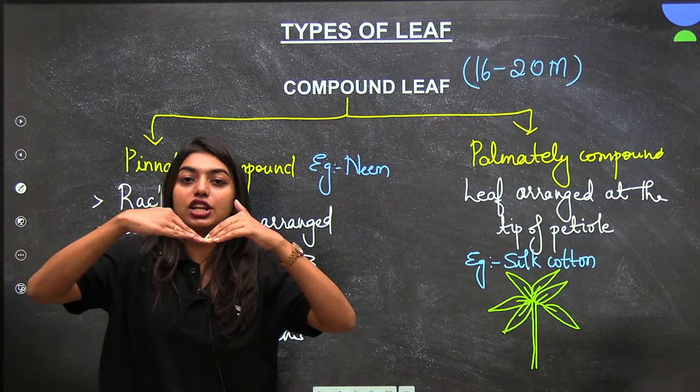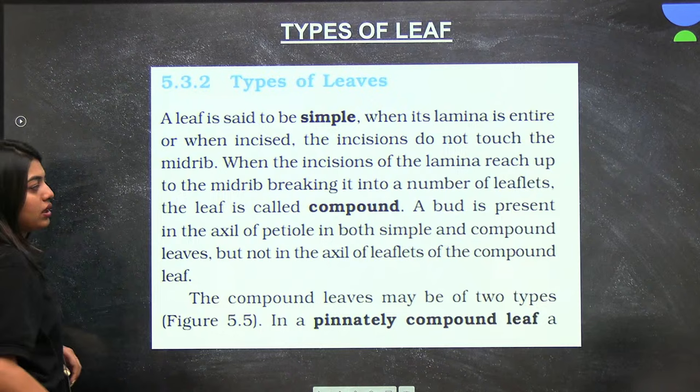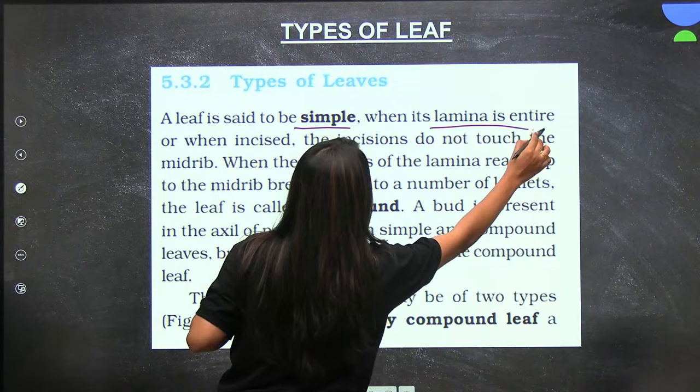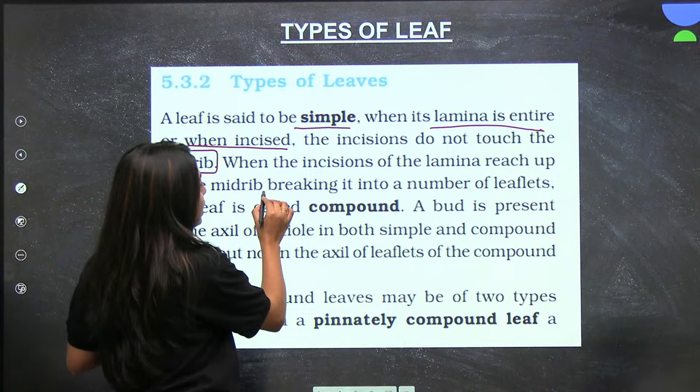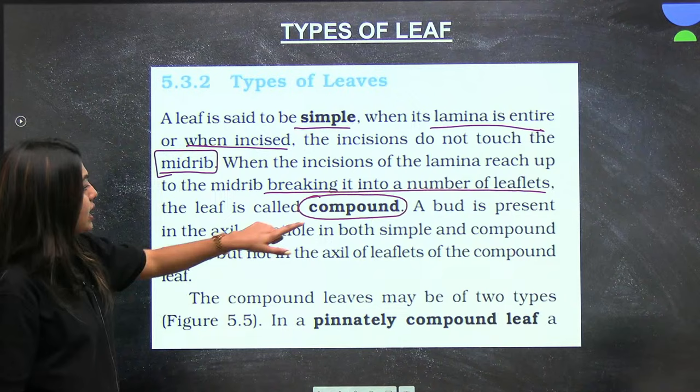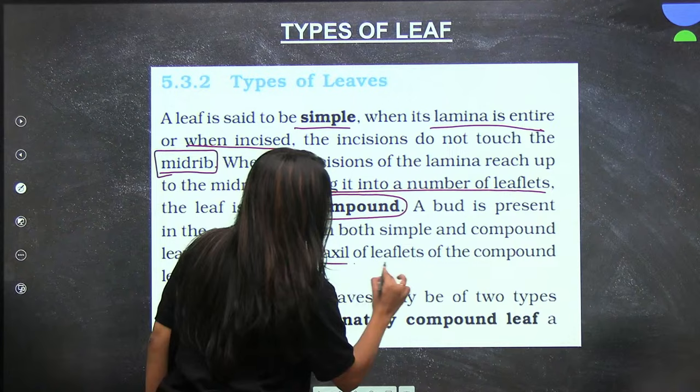Clear to all of you? Yes or no? A leaf is said to be simple when the lamina is entire, or when the incisions are made, the incisions do not touch the midrib. When the incisions of the lamina reach up to the midrib, breaking it into a number of leaflets, that kind of arrangement is called a compound leaf. Now, a bud is present in the axil of the petiole in both simple and compound leaves, but not at the axil of the leaflets.